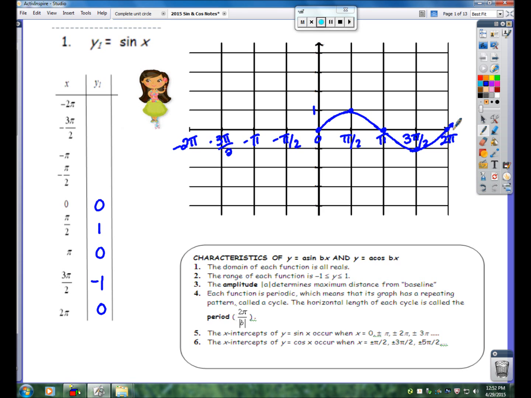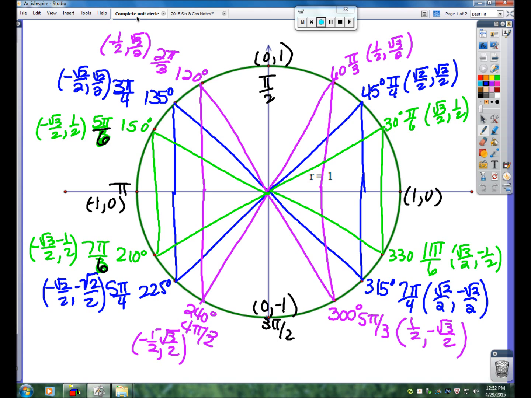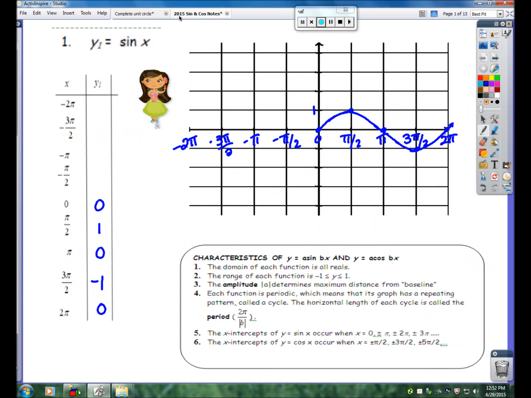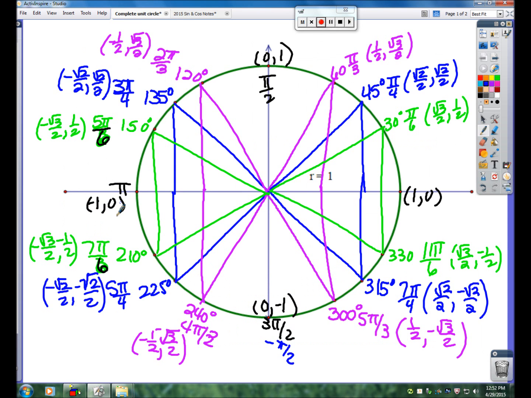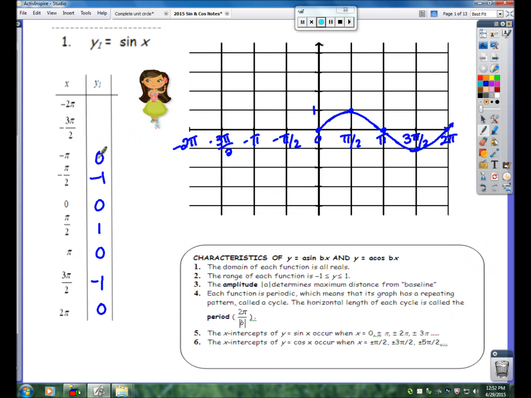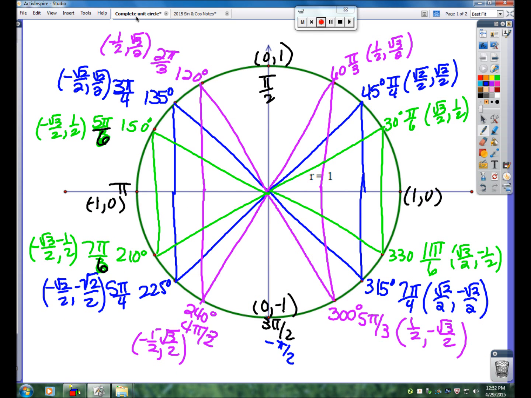Let's go in the negative direction. That means we're switching the direction, so we're going clockwise for our negative. Negative pi over 2 is going to be down here, so the sine of negative pi over 2 is negative 1. The sine of negative pi is 0. The sine of negative 3 pi over 2 is 1. And the sine of negative 2 pi is 0.